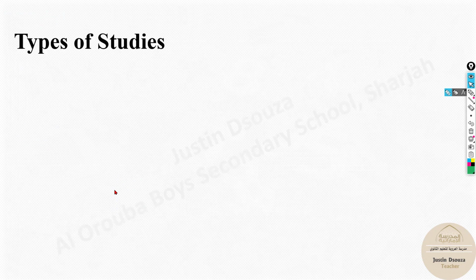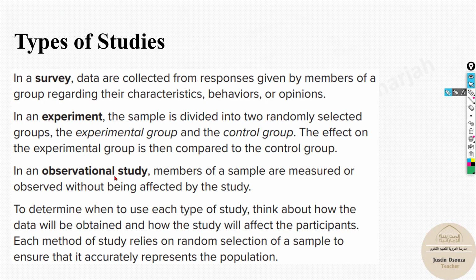And now we will go to the different types of studies. Now, these three are important. We saw the first five sampling methods, right? The same way, these three are important studies: a survey, experiment, observational study. I will tell you a method which is easily used to differentiate all these studies. Now, the first one is survey.